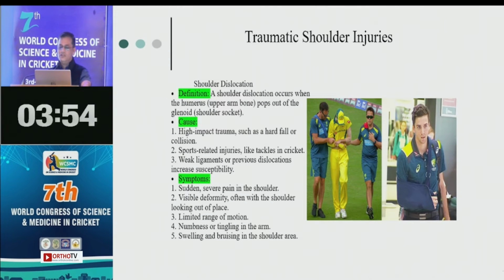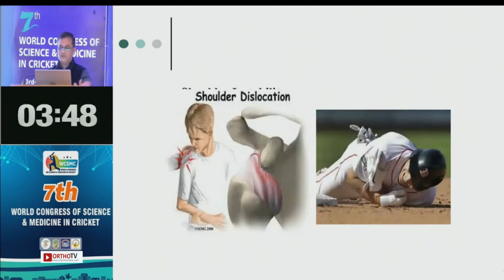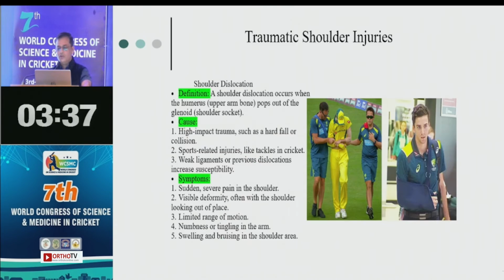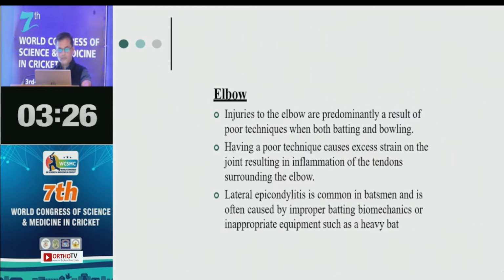Traumatic shoulder injuries, there can be a complete dislocation of the shoulder. Definitely this would be traumatic. Anterior shoulder dislocation is very common. So there would be a total loss of contact between the glenoid and the humeral head. This is a traumatic injury. What you have to do: you should never try to reduce this dislocated shoulder on the field. You just have to immobilize and shift your patient to a proper medical center.